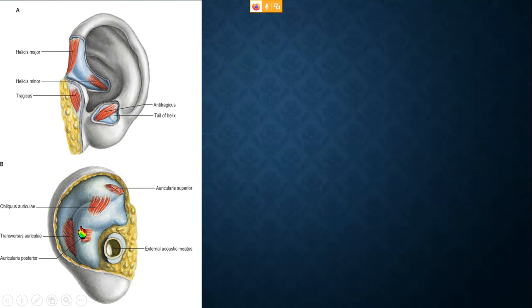Then what about the nerve supply? The nerve supply is by the temporal branch, and those of the cranial surface by the posterior auricular branch of the facial nerve. Okay, the ligaments of the auricle are two sets: extrinsic and intrinsic. Extrinsic ligaments, anterior and posterior, connect the auricle with the temporal bone. Intrinsic ligaments connect the various parts of the cartilage of the auricle as fibrous bands. We cannot see these clearly even in dissection.